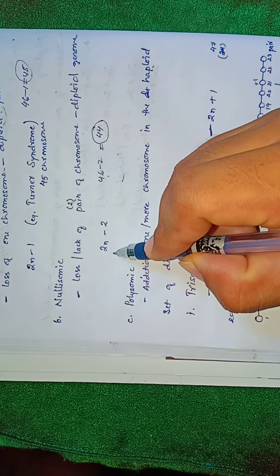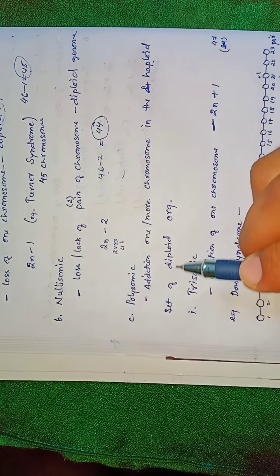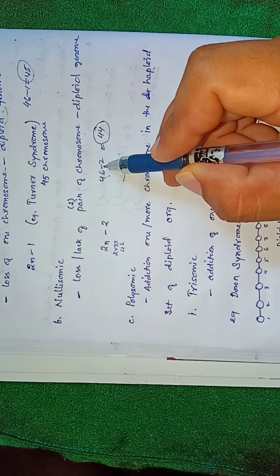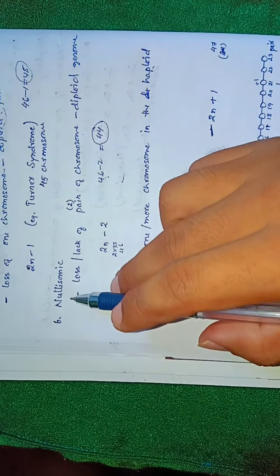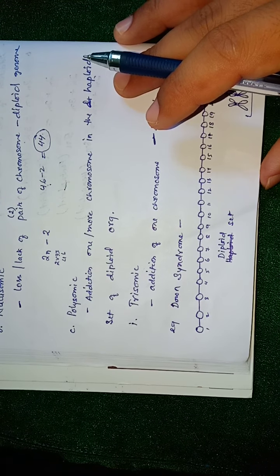2n here we are referring to 2 into 23. So 23 has given rise to 46. So 46 minus 2 gives rise to 44. So this type of condition is called as nullisomic. The third one is polysomic.